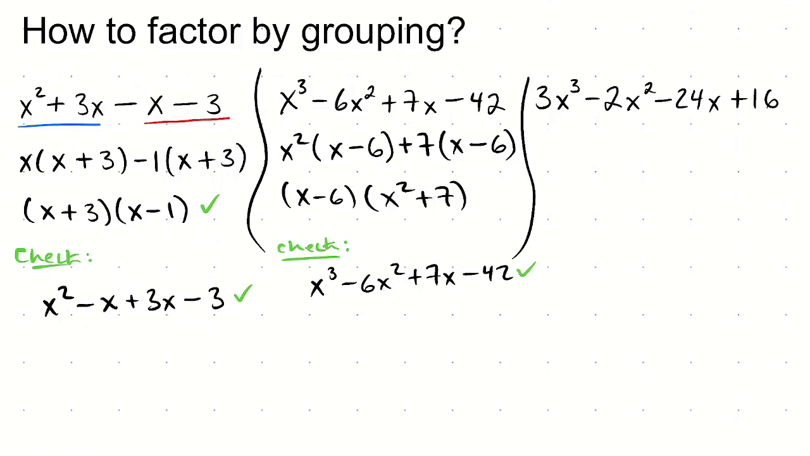All right. So now let's look at the last problem here. So this has to be factored by grouping. Now this last one, it looks like we have a 3x cubed minus 2x squared minus 24x plus 16. The first two terms have an x squared in common, so I'm going to factor that out. And then I have a 3x left inside and a -2. So x squared times 3x is 3x cubed. That checks out. x squared times -2, that's -2x squared.